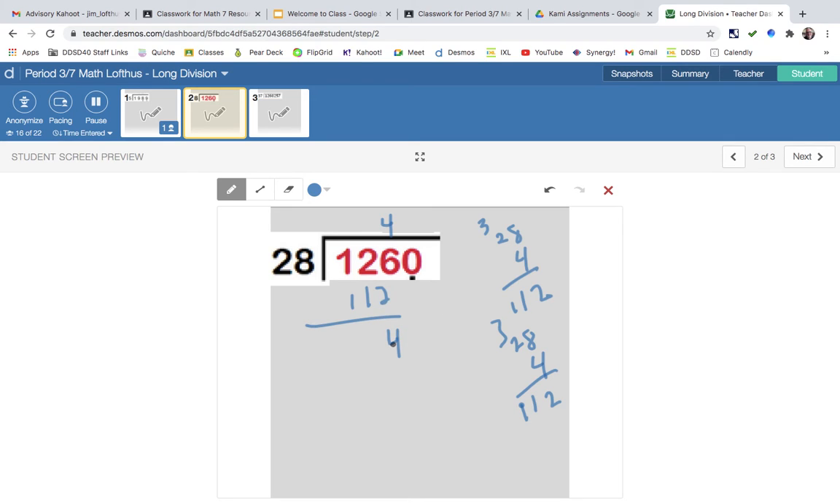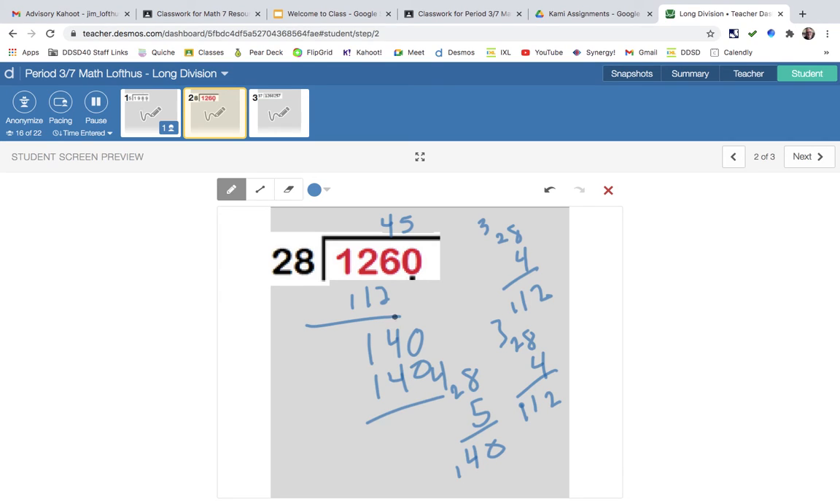6 minus 2 is 4. 2 minus 1 is 1. And then looks like I could make one more group here. I can make 5 times 28, which is 140. So the answer on this one is 45.